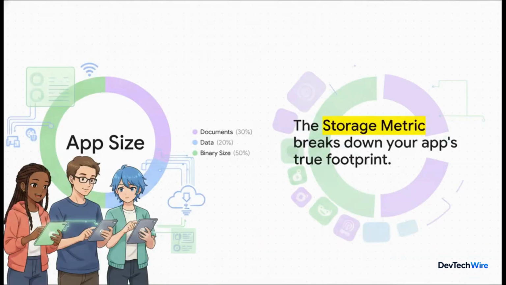Let's zoom in on that new storage metric for a second because it is absolutely critical. It breaks down exactly what is consuming space on your user's device, categorizing it by documents, data, and the actual binary size. Why does this matter? Because phone storage is highly contested real estate.